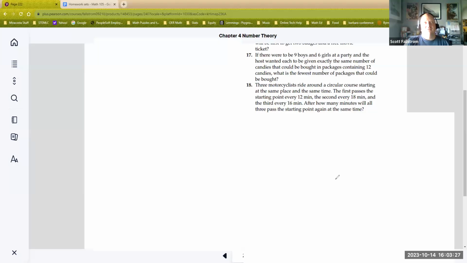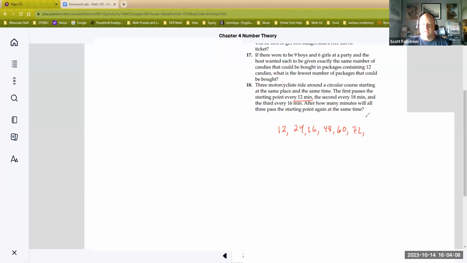Basically there's a fast, a medium and a slow, but because of the way that they take their laps, it's possible that they all come across at the same time. Maybe they start at the same time, maybe they just hit a lap at the same exact time. If they keep that exact same pace going, the first passes the starting point every 12 minutes, the second every 18 minutes, and the third every 16 minutes. So if the first one crosses every 12 minutes, then it crosses at 12, 24, 36, 48, 60 minutes, 72 minutes, right?